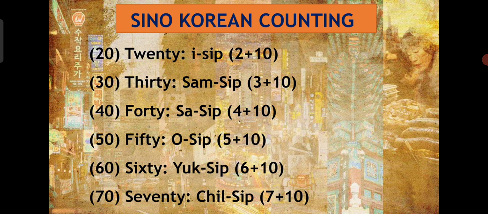30 sam ship, 40 sa ship, 50 o ship, 60 yuk ship, 70 chil ship. So repeat after me. 20 e ship, 30 sam ship, 40 sa ship, 50 o ship, 60 yuk ship, 70 chil ship. Again repeat after me. E ship, sam ship, sa ship, o ship, yuk ship, chil ship. So this is all from 20 to 70.